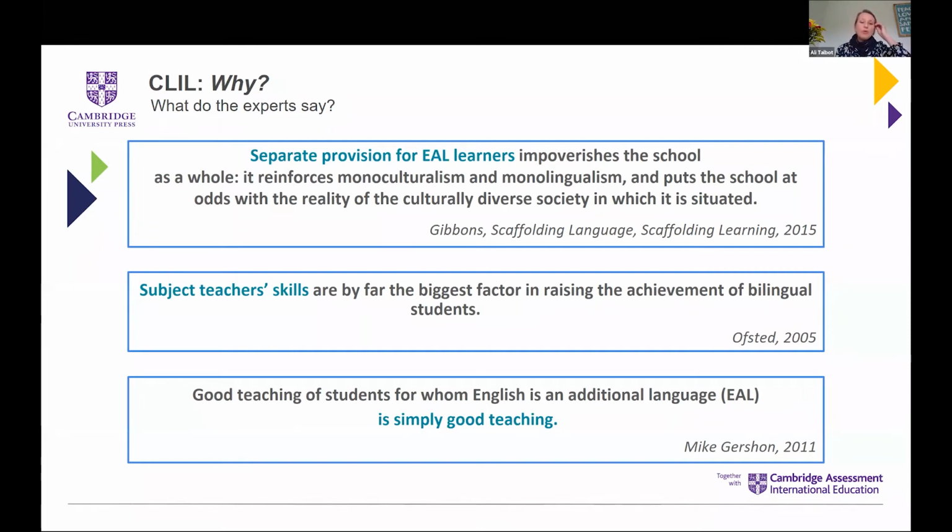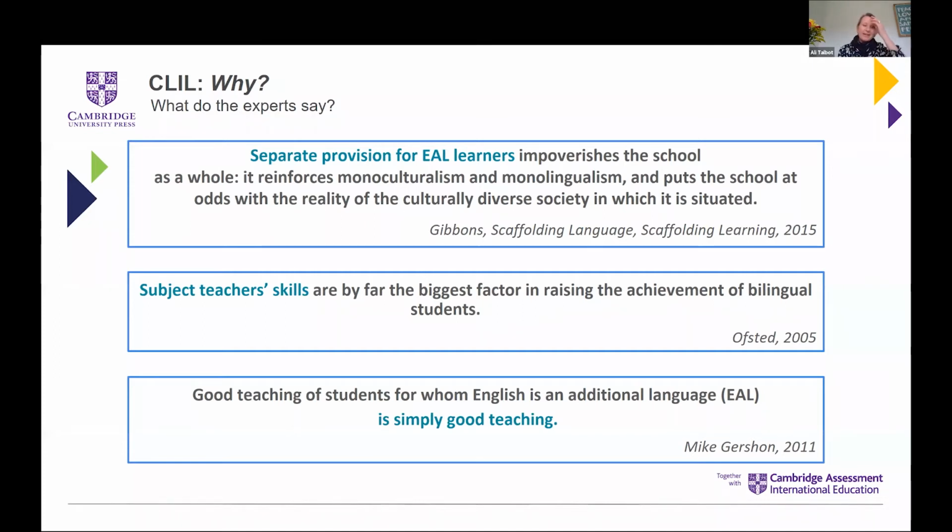So the first one is by Pauline Gibbons, and this is a fantastic book. If you are interested in CLIL and moving towards this integration of language and content, then this is a fantastic book to read, Scaffolding Language, Scaffolding Learning. So here she's talking about why withdrawal is not great. Not great for the EAL learner, and also not great for the school. You're depriving other students of this great opportunity to learn something different from a student from another part of the world. And this often happens, from what I've seen, in primary, and also in some secondary schools. Students are removed from certain lessons in order to have their EAL provision.